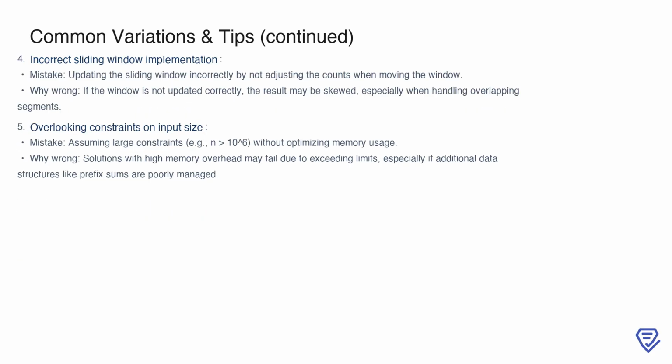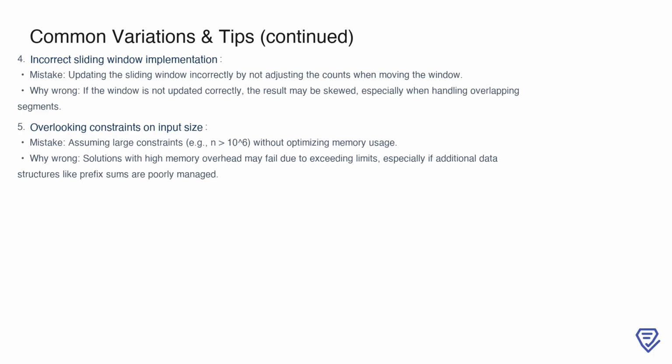Another common mistake is implementing the sliding window approach incorrectly. When updating the window, it's crucial to adjust the counts properly as the window moves. Failing to do this can lead to skewed results, particularly when dealing with overlapping segments.